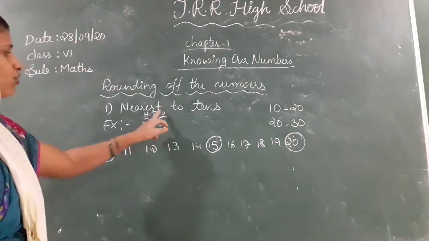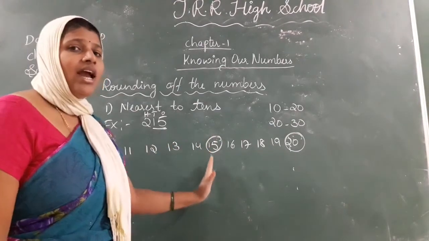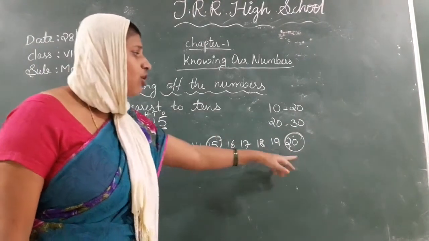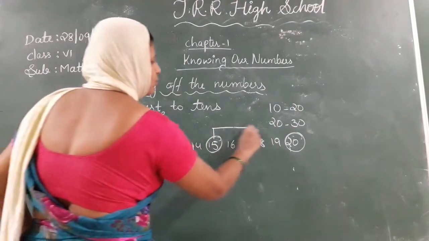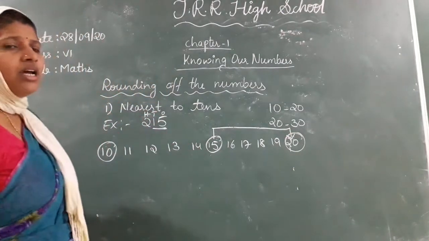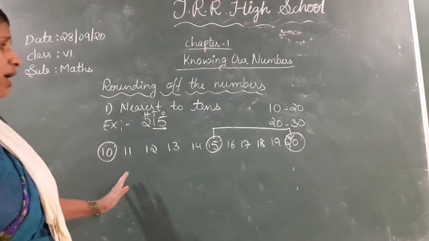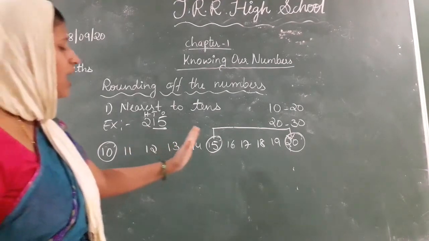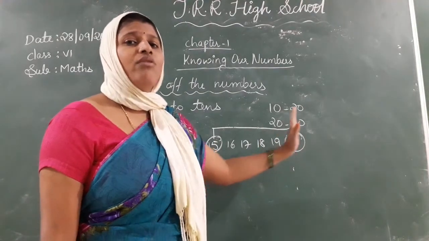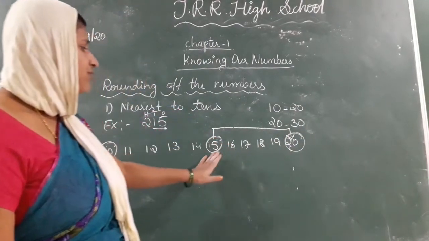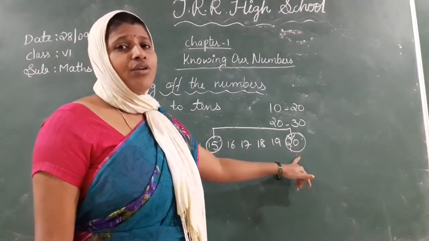Now you have to round off this 15. As I say, 5 and the numbers after 5 will be rounded off to the next tens number. 15 is nearest to 20. The same 15 is also nearest to 10, yes, but here we have to take the after number. Always you have to go with the next tens number. So as 15 is nearest to 20, 15 is rounded off to 20.